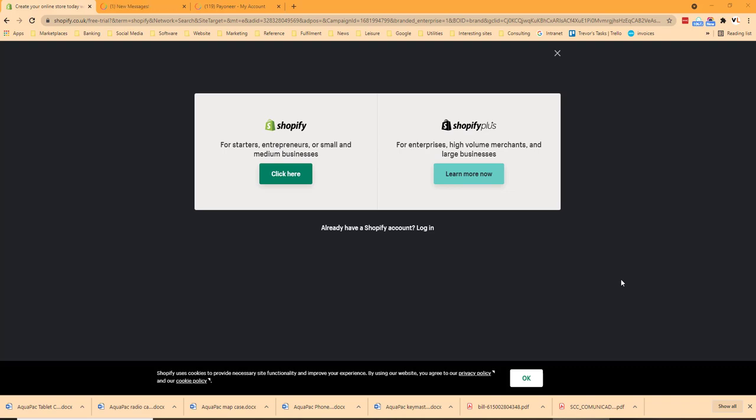Setting up a Shopify store, you first have to decide on the level of account you want. The first choice you will be offered is between Shopify and Shopify Plus. Shopify is for businesses that are just starting off up to medium-sized businesses, doing tens or perhaps hundreds of orders a day.